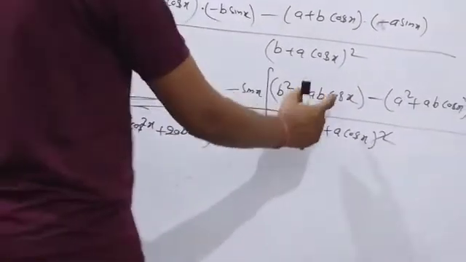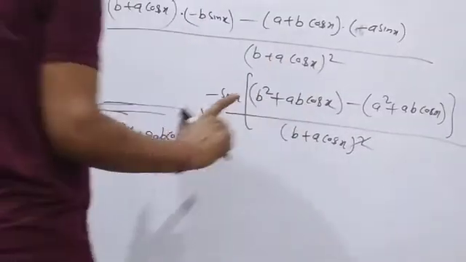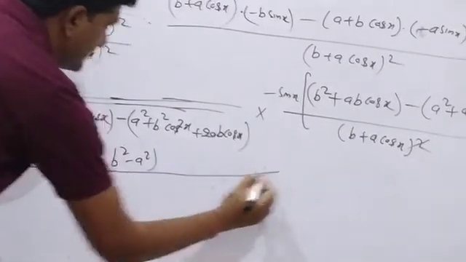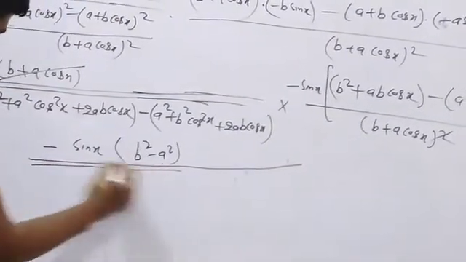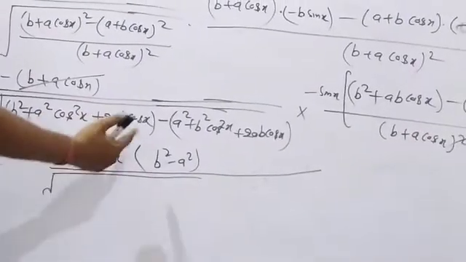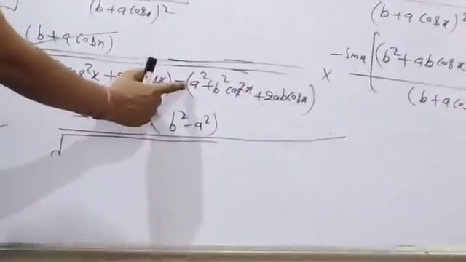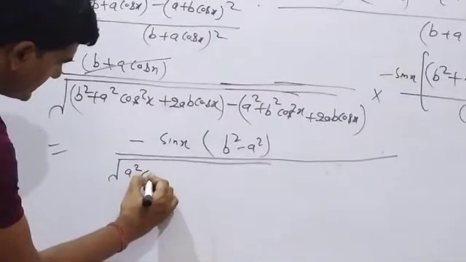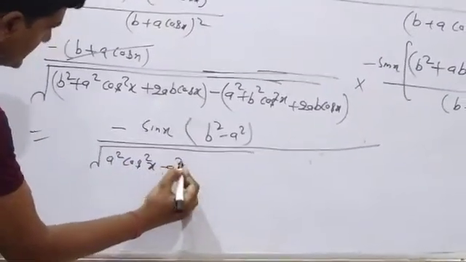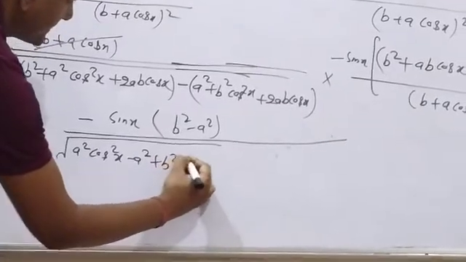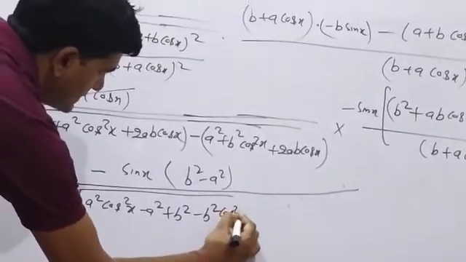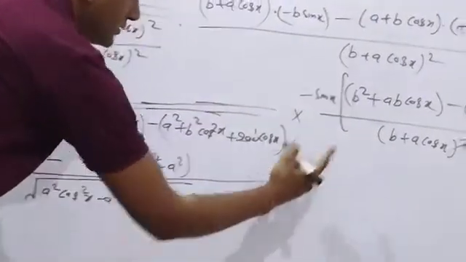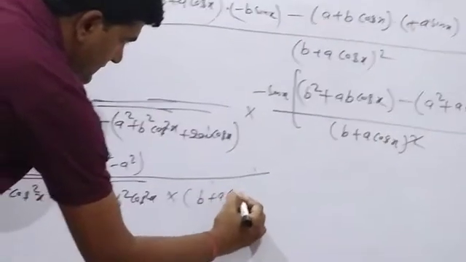open the bracket, then minus ab cos x plus ab cos x cancel, we will get b square minus a square, whole upon under root. Where we open the bracket here, see very carefully here, then minus a square, and here a square cos square x, meaning a square and cos square x, minus a square plus b square minus b square cos square x, and this number cancels with this number, into here b plus a cos x.